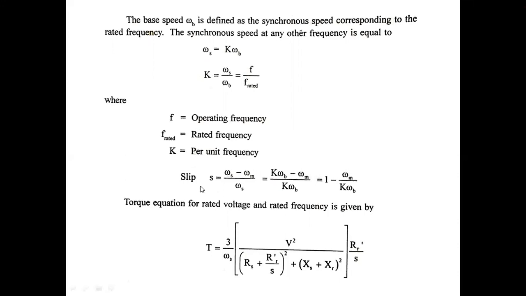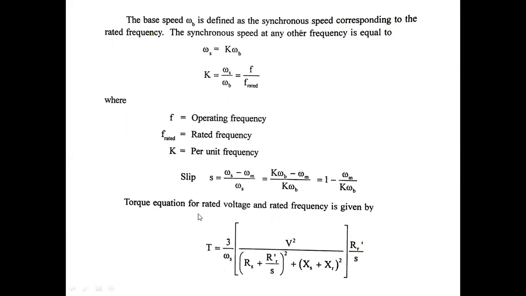So now we can define the slip like this. S equals ns minus nr divided by ns. Here I'm writing omega s minus omega m. This is the synchronous speed, this is the mechanical speed, and this is also the synchronous speed. And from this equation, omega s is equal to k into omega b. So I'm writing k into omega b minus omega m divided by k into omega b. By separating the ratios, we have k into omega b by k into omega b as 1, minus omega m divided by k into omega b. This equation will come.